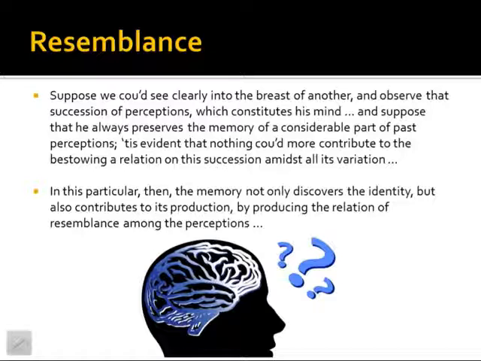Okay? And so here in this bottom quote, he's saying a very Lockean idea: the memory not only discovers the identity. We were saying that's kind of like evidence of identity, so memory is not only evidence of an identity, but it even possibly produces the identity. So we might need to explain the difference between discovering something and producing something.